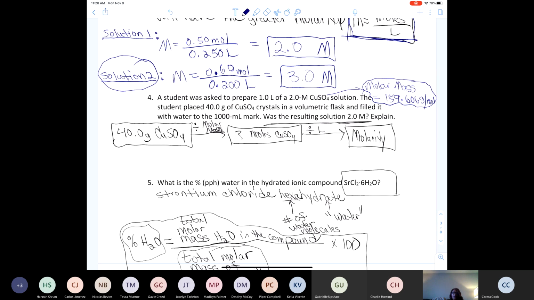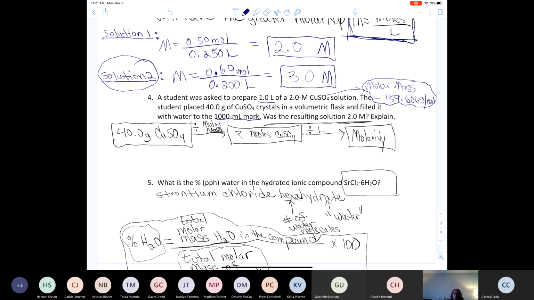The student placed 40 grams of copper sulfate crystals in a volumetric flask, filled it to the mark with water, and the mark was at the 1,000 mL mark. And of course, 1,000 milliliters is equivalent to 1 liter. Did the student make the solution correctly? In other words, was the solution that this student made actually 2.0 molarity?